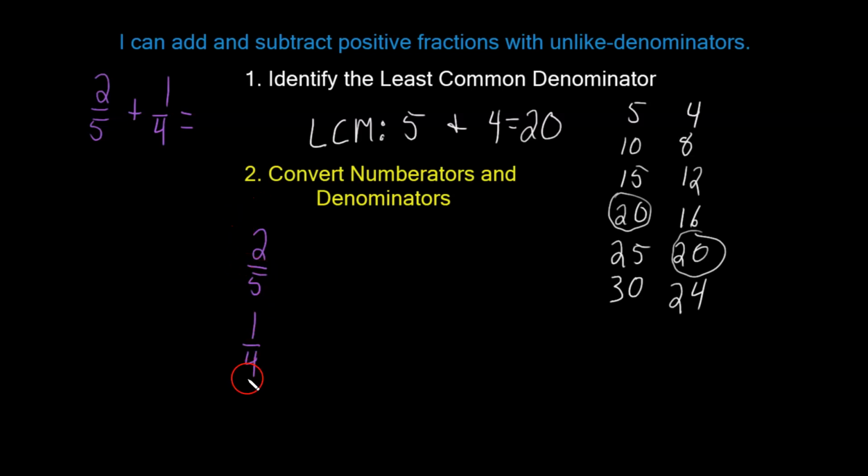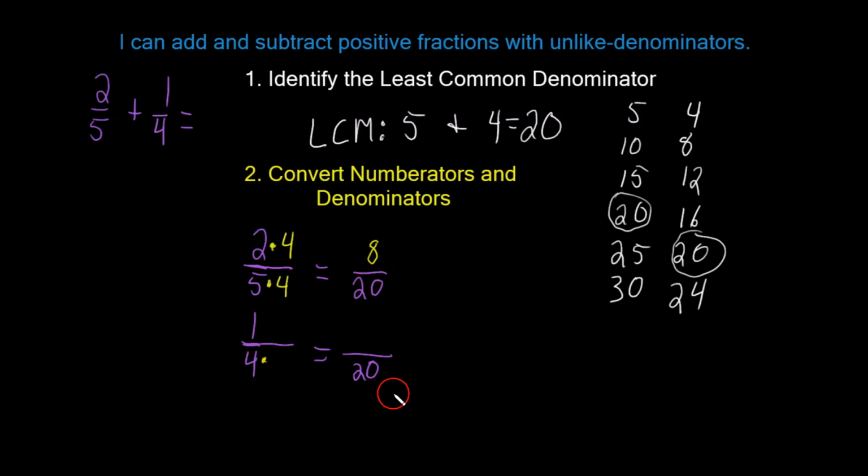So we have 2/5 and 1/4, and we want our denominator to be 20 because that is our least common denominator. We do that by asking ourselves, the denominator here, 5 times what gives me 20? Well, 5 times 4 gives me 20. And if I multiply the denominator by 4, in order to keep things even, I need to also multiply the numerator by 4. So 5 times 4 gives me 20, and 2 times 4 gives me 8. So 2/5 is equal to 8/20.